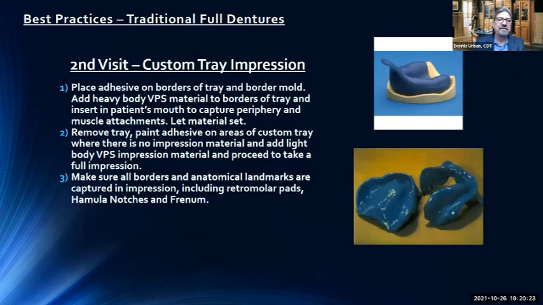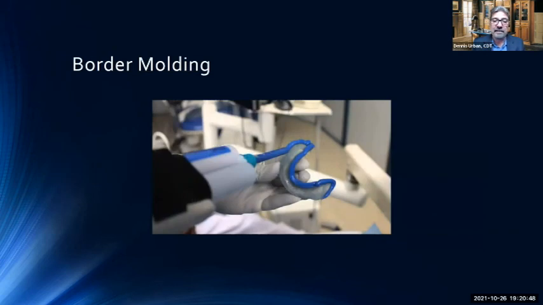The second visit, you want to get a good custom tray impression with border molding. And we want to make sure all those borders and anatomical landmarks are captured in the impression, including the retromolar pads, hamular notches, and frenum. And this is also something that we need on the digital side. So we'll talk about digital technology as far as scanning, intraoral scanning on fully edentulous cases in a little while, and how far that's come in technology. But border molding is important, so there's a number of ways you can do this.